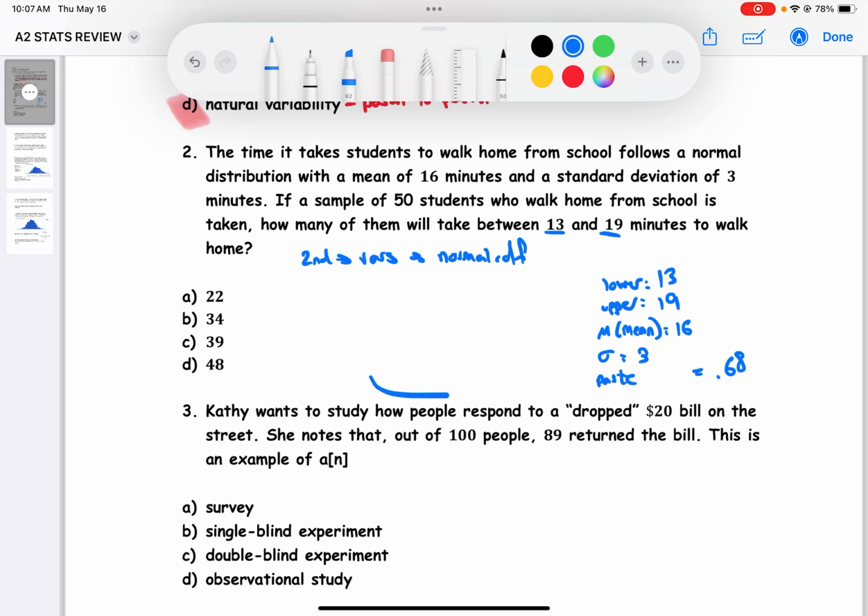We'll say 68%. Now you'll notice 68% is not an answer choice over here because I didn't ask for a percentage. I asked, if I take a sample of 50 students who walk home from school, how many of those would I expect to take between 13 to 19 minutes? So essentially, I need to know what 68% of 50 is. I can just take 50 and multiply it by 0.68, and that will give me 34 students. So that would be B. Okay.